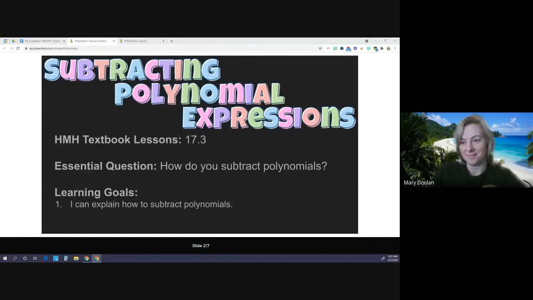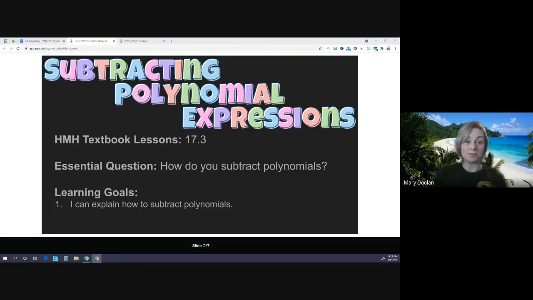Okay, so subtracting polynomial expressions. Last week we learned how to add these guys, all right? And we had 3 methods to do that. We used that website where we used algebra tiles. We had the horizontal method and the vertical method.